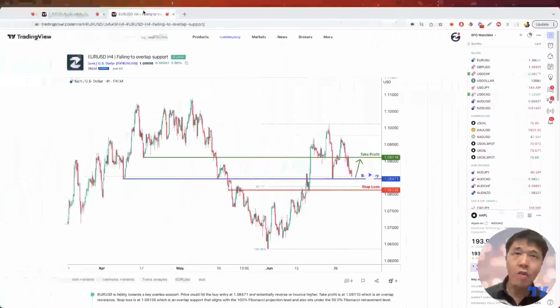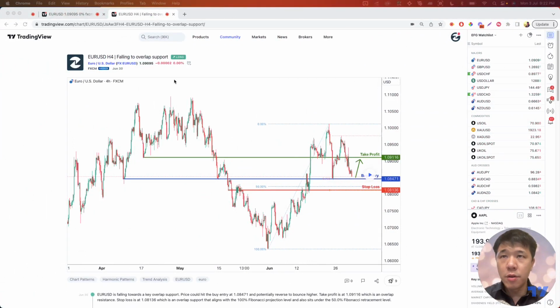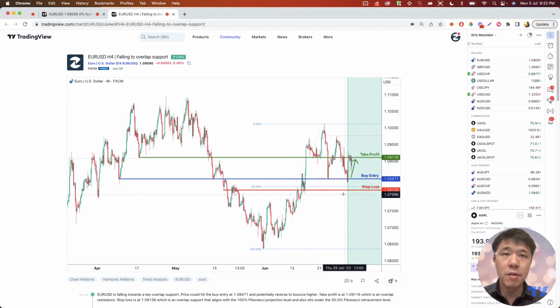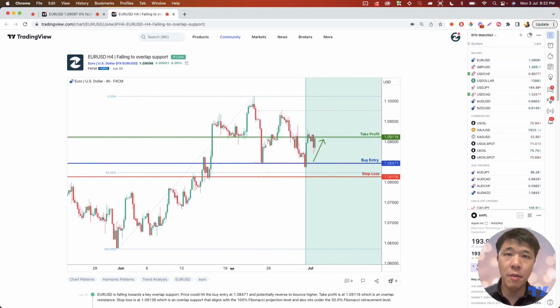Okay, now on to the analysis. Today we're doing a review on euro dollar. We forecasted that a big bounce was going to occur on euro dollar, and it did bounce up very nicely to hit our take profit. You can see the price bounce from the buy entry and reach our take profit very nicely.